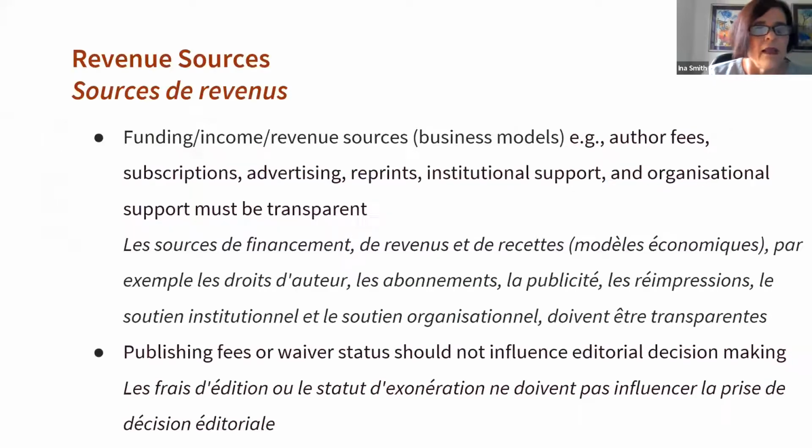So revenue sources indicate how you generate income. What are your author's fees? Do you generate income from subscriptions, advertising, reprints? Do you get institutional support or organizational support? Mention it, acknowledge your funder as part of the about section for your journal. Also very important, journals should not allow publishing fees or waiver status to influence editorial decision making.